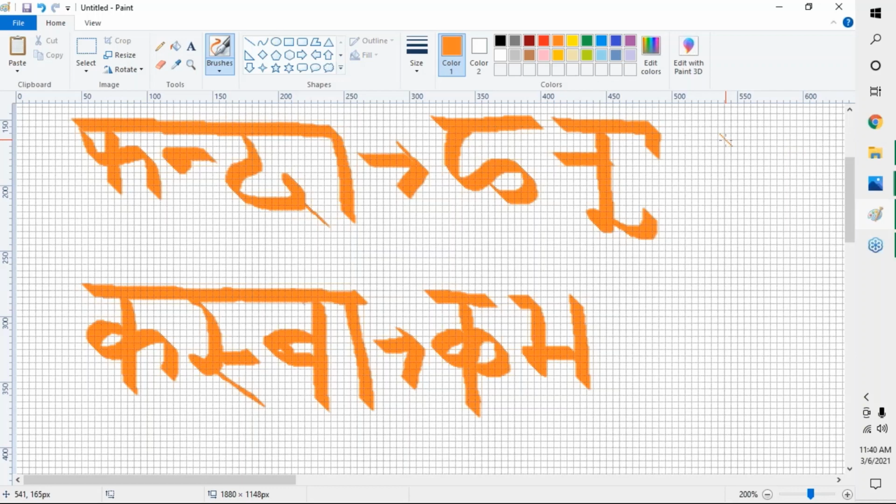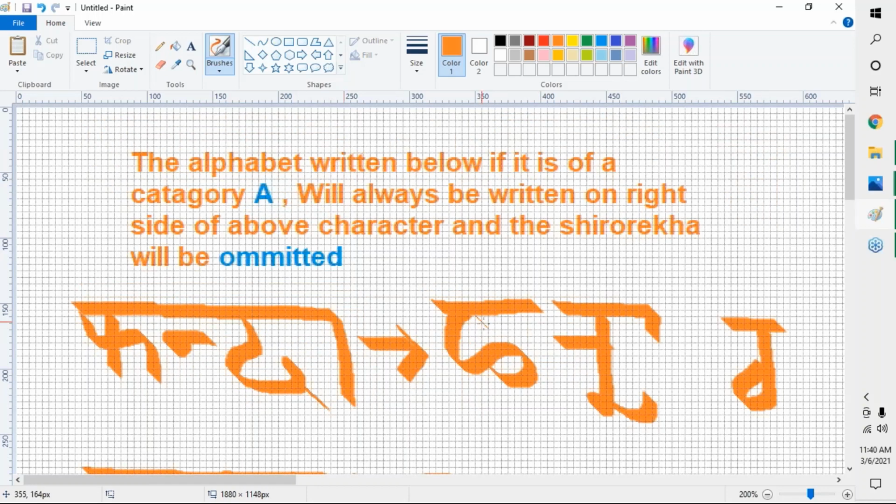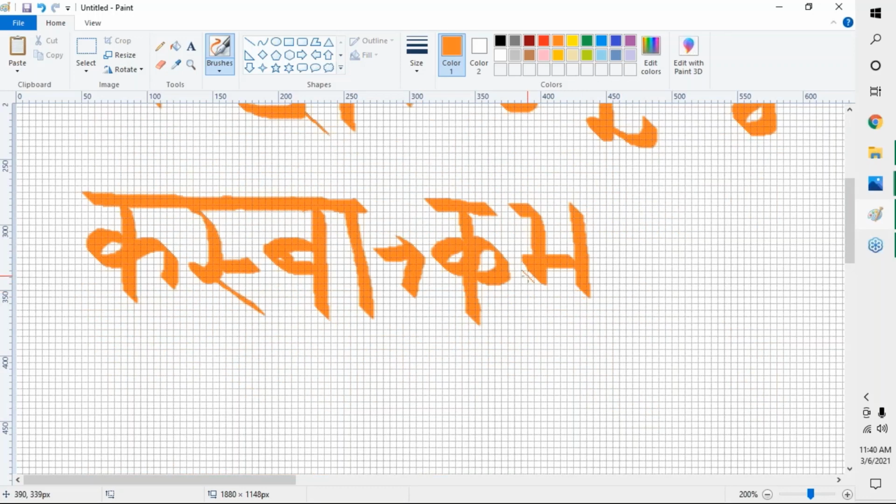How is Ba written in Sharda Lipi? We know that Ba is this. So Ba will not connect on the left side. What did I write? Because Ba is of category A, right? So Ba will always be written on the right side of the above character and the Shirorekha will be omitted. So on the right side of this character, that means this is left, this is right, correct? So extend this line, Ba, and the Shirorekha is omitted. That means do not add a Shirorekha. And this becomes Kasba. We will also give examples.